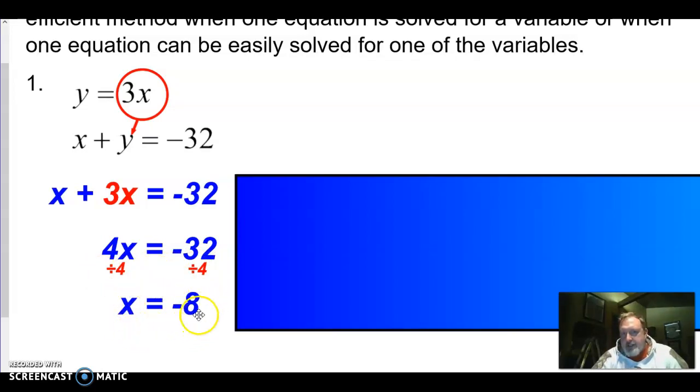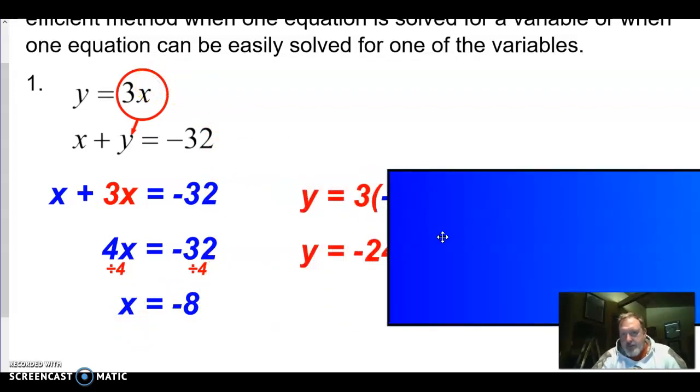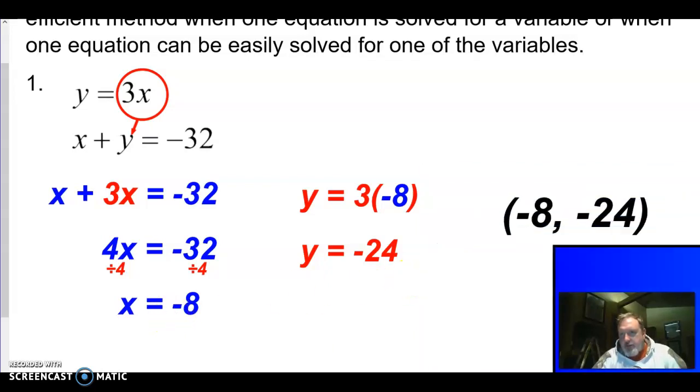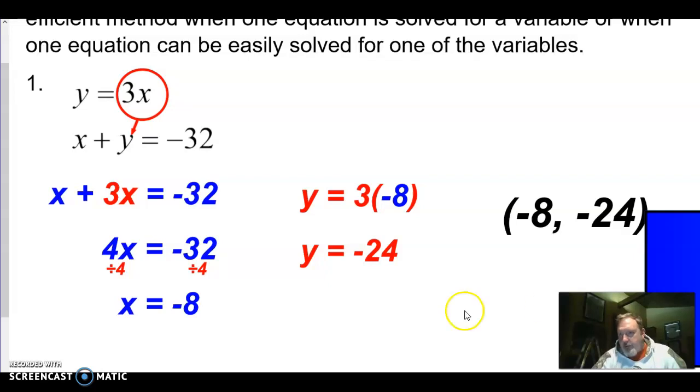And now that I know what x equals, I'm going to substitute that back into this top equation. So notice here the top equation was y equals 3x, and we replaced that x with negative 8. And so y is negative 24. And then our last step here, we have x and y. The last thing we do is we write those as an ordered pair. So always remember with a system, whether we're graphing or substitution or any other method, always write your answer as an ordered pair.